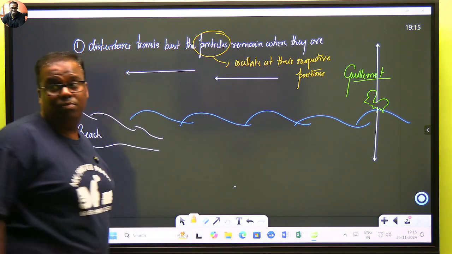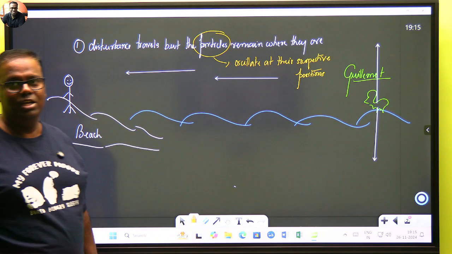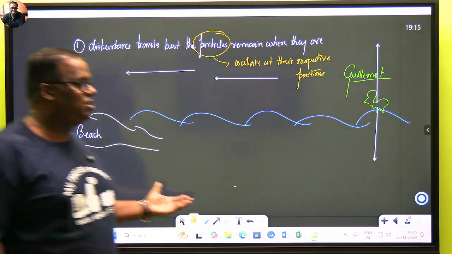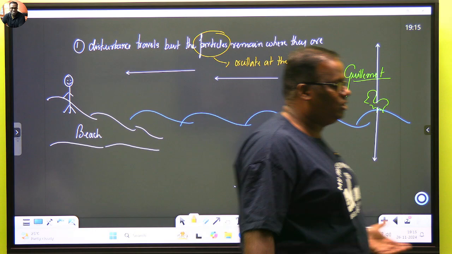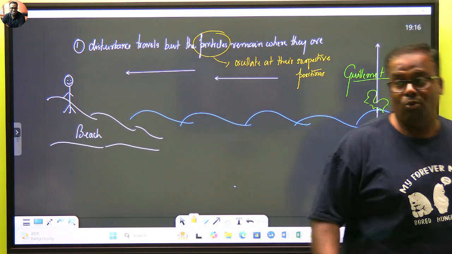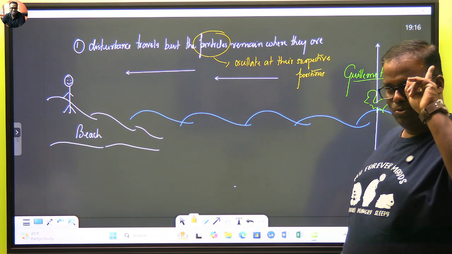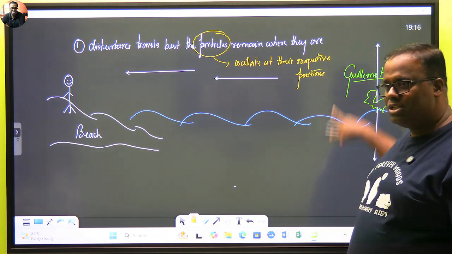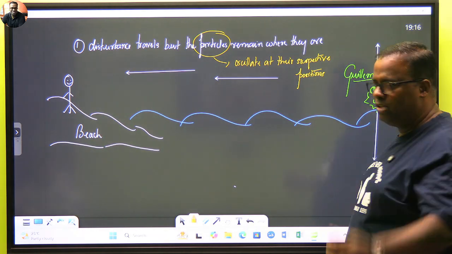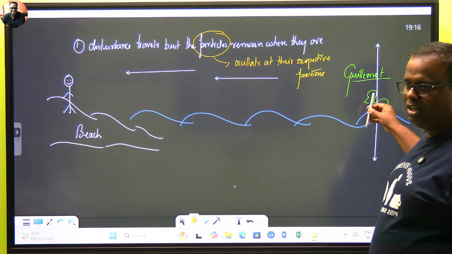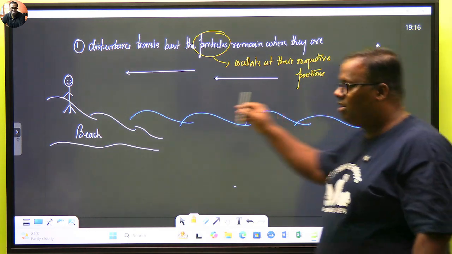Which is very, very contradictory to you. You'll not agree that as you're standing on the sea beach, your sir is now telling you that the water does not come to you, the disturbance comes to you, the particles oscillate where they are. In a better way to understand, if there was a guillemot, like a bird, out here, the bird will never come to you.